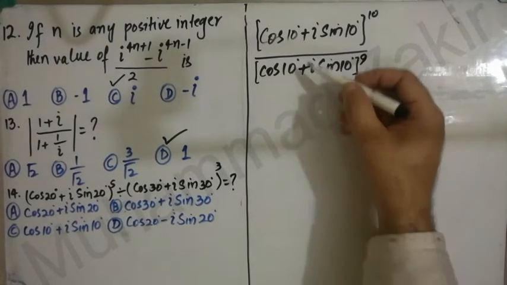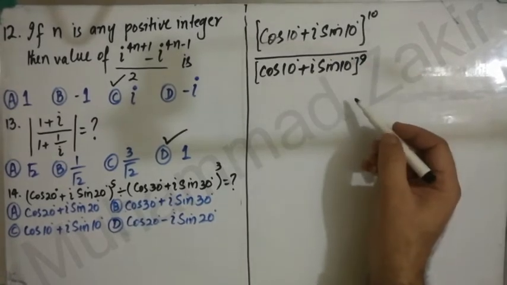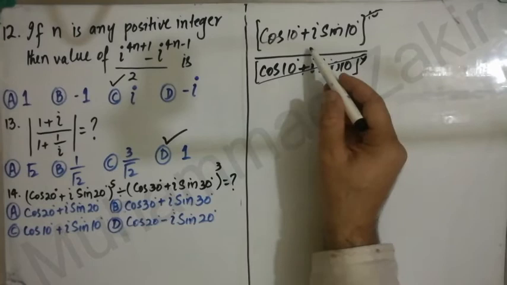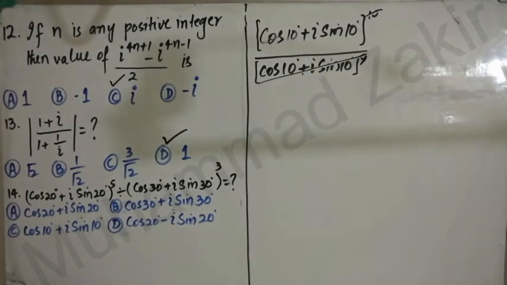Now these two are the same kind of factors in denominator and numerator. These will get cancelled with one another. And what is left is only this with one power: cos 10 plus i sin 10. Option C is correct.